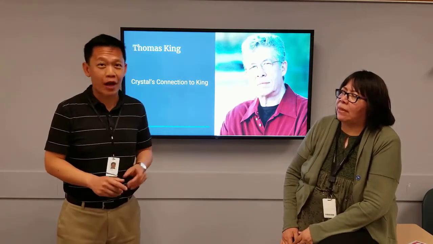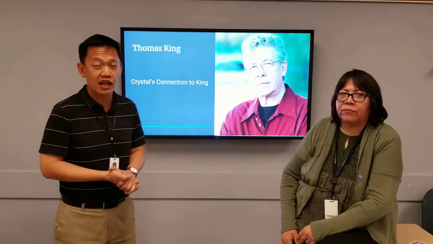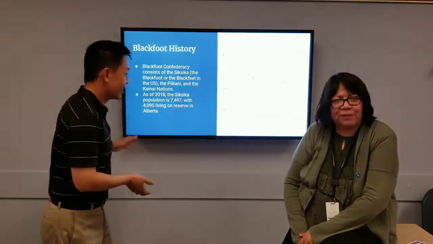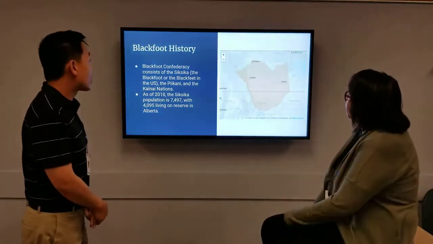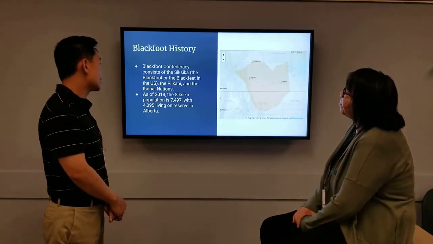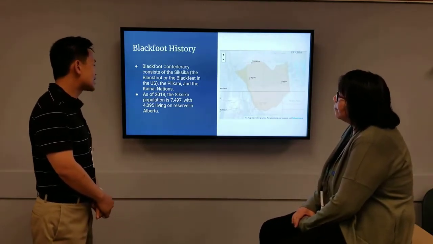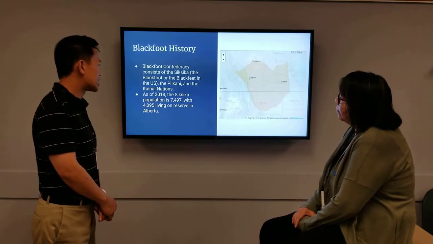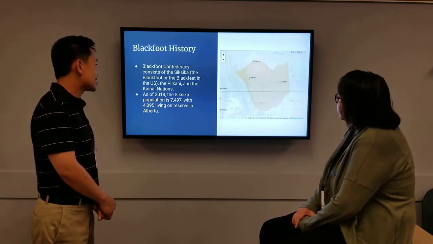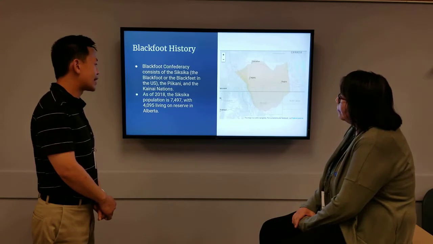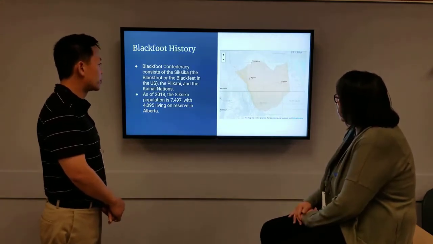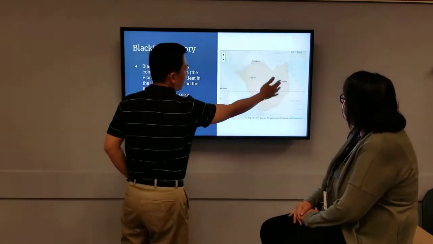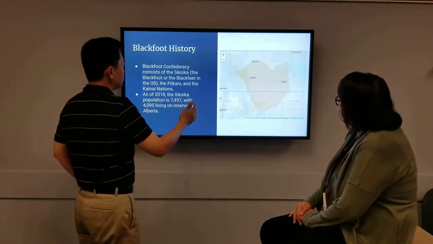And on that note, I can't wait to show you the next slide because it's got a map of our Blackfoot Nation. So this is a little bit of Blackfoot history. The Blackfoot Confederacy consists of the Siksika, the Blackfoot or the Blackfeet in the U.S., the Piikani, and the Kainai nations. As of 2018, the Siksika population is 7,497, with 4,095 people living on reserve in Alberta. So this gives you a rough idea about the Blackfoot Confederacy.